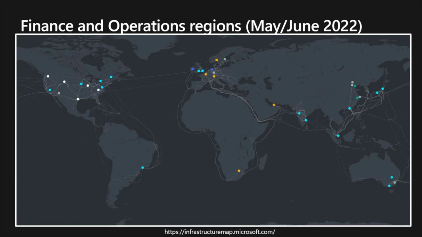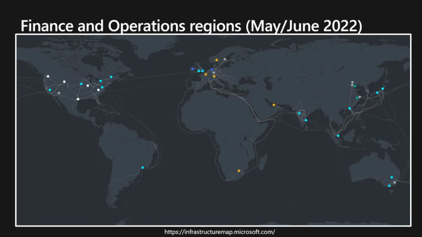The light blue dots are the usual regions where you can deploy finance and operations apps environments. You see regions in Americas, North and South. You have EMEA covering Europe and UK. There is India, and further east we have Asia Pacific, Japan, and Australia. Now, these are Azure regions available when you deploy Microsoft Managed Sandbox and production environments when using the global LCS endpoint.